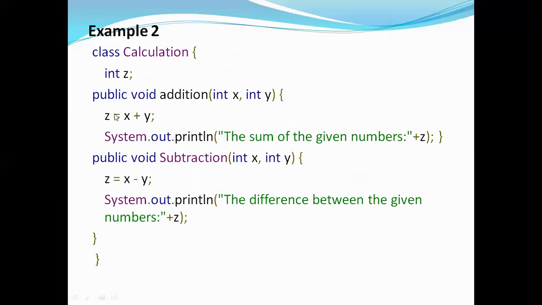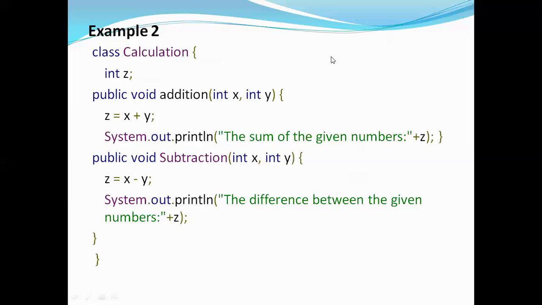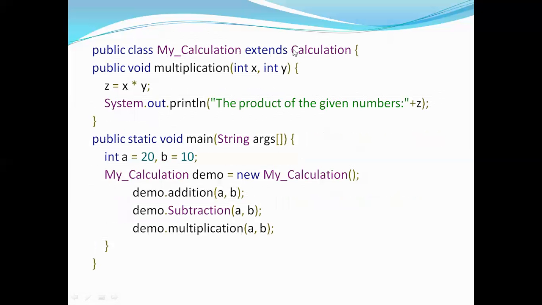Now if you observe, I have a parent class called calculation. In this calculation I have a data member called Z. I also have a method called addition, which takes two parameters x and y. Then I'm adding these two numbers, assigning the value to Z, and printing the sum of these two numbers. Similarly, subtraction. Next, I'm taking another class called my calculation. This is the subclass which is extending the parent class called calculation.